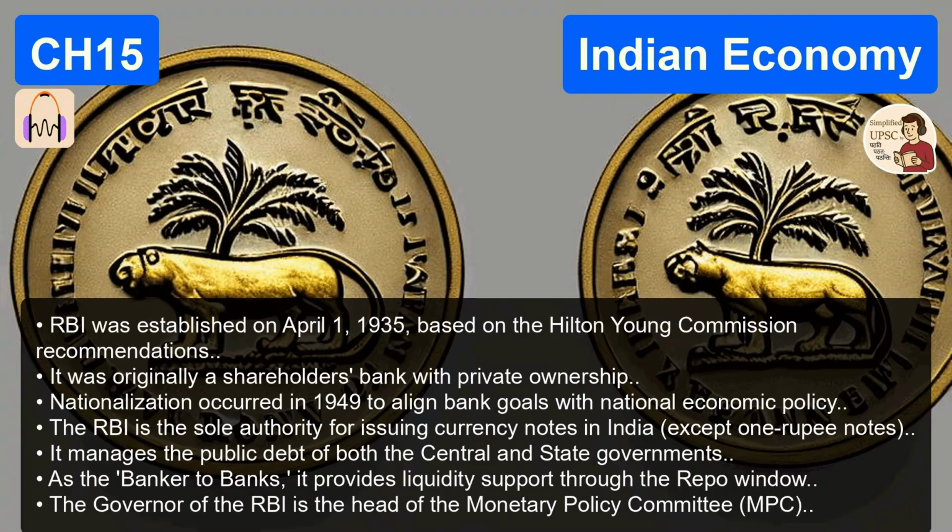But the key legal definition in India also involves the obligation to honor checks. Oh, really? Yeah. If you put money in, you have the right to demand it back via a check or draft. That distinguishes a bank from, say, a mutual fund or a chit fund. That is a crucial distinction for UPSC prelims.